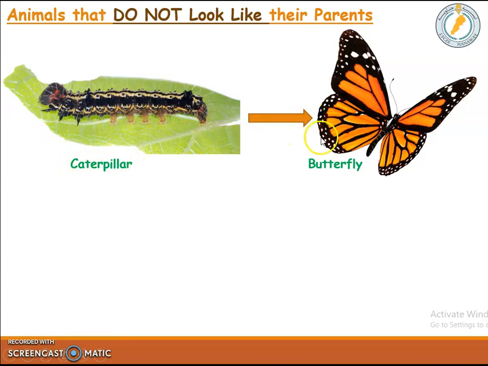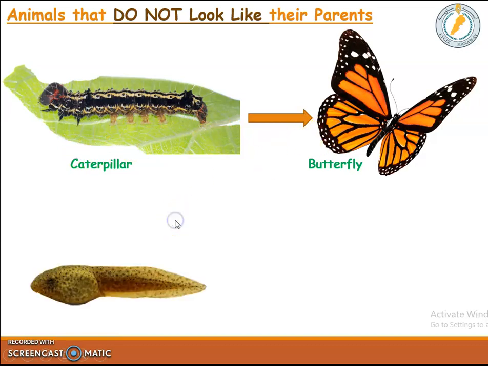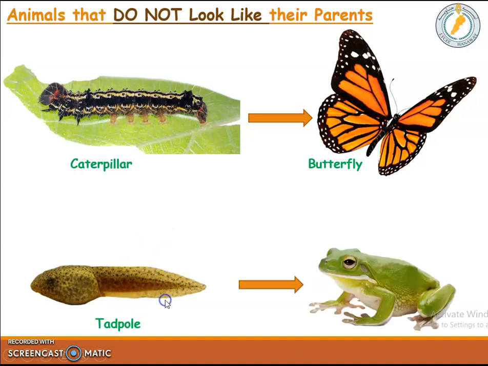Do these two look like each other? No, of course not. This is a caterpillar and this is a butterfly. So the caterpillar does not look like the parent, the butterfly. So at birth, they do not look like each other. Let me show you another example here. We have this one, we call it a tadpole, and it's the baby of the frog. So at birth as well, the tadpole does not look like its parent, the frog.